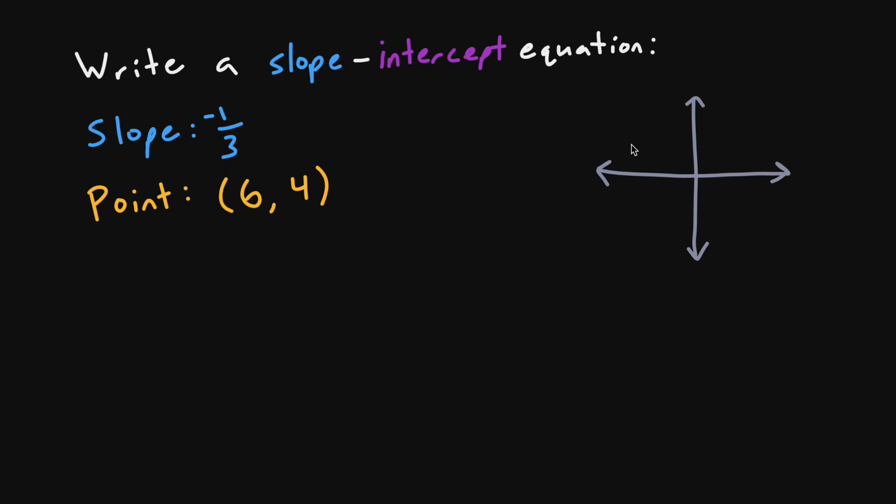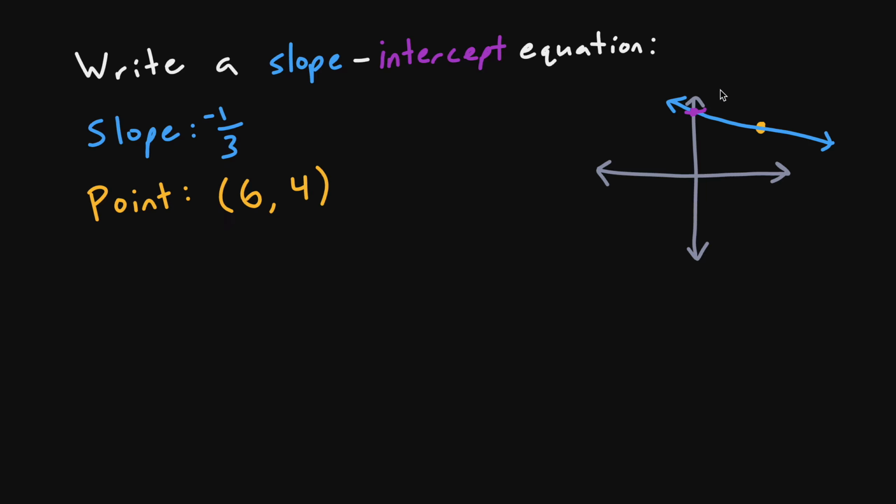So for example, we know the point. I'm just going to sketch it, right? We know we're over at 6, 4. There's a point somewhere over here. We know the slope is -1/3, which will look something like that. But in order to write a slope-intercept equation, we need to know the intercept, which is this y value right here. So how can we figure that out?